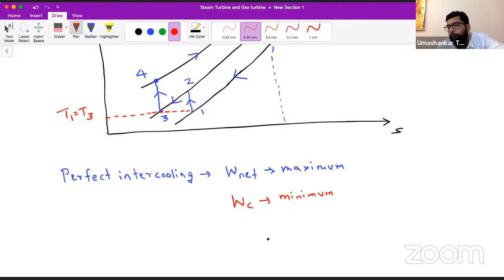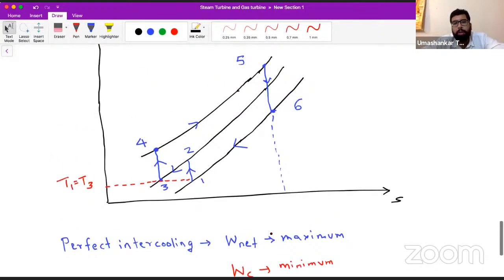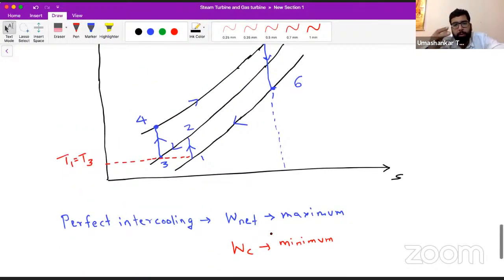Harshmala, you are asking whether T2 should be equal to T4 or greater than T4. In perfect intercooling, there is no such relation between T2 and T4 that we can universally say. You have to find it within the question in different cases. Okay, we are going to see what is going to happen. We are going to derive it.